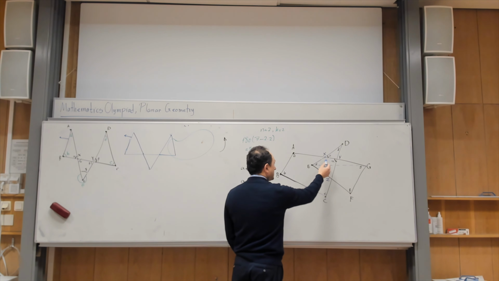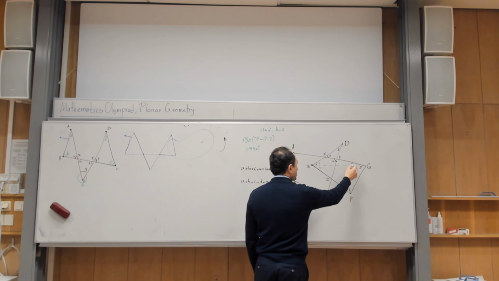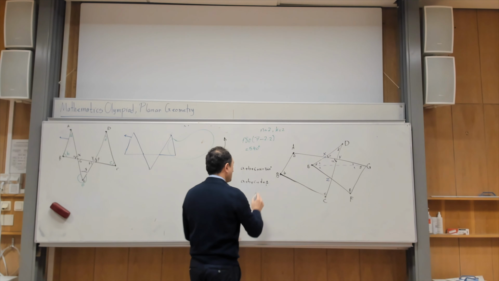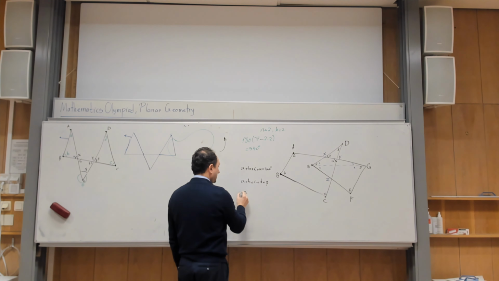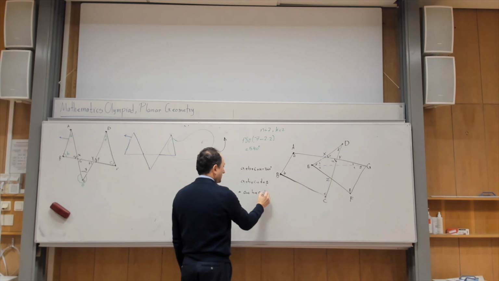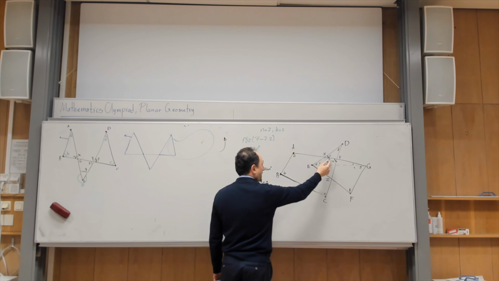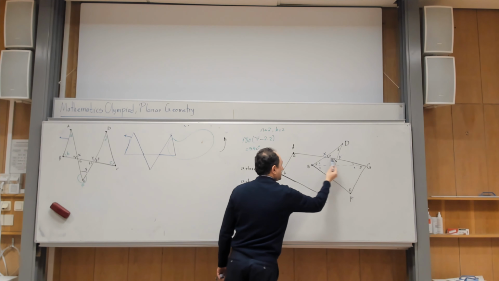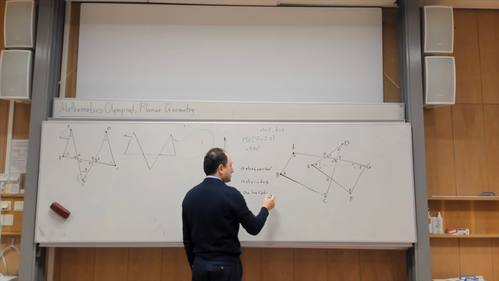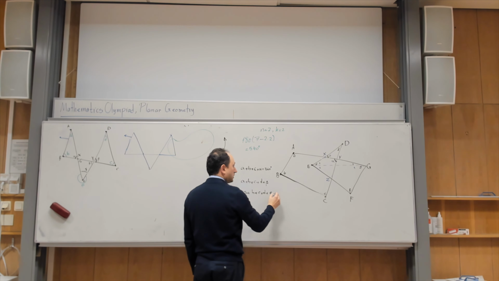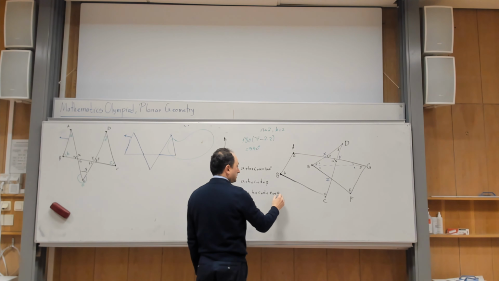So beta itself is this part. Let me call it 1, 2, 1, 2, yes? So if I ask you what is beta itself, it becomes A plus B plus C plus D. Beta is the exterior angle for this triangle, yes? So it is equal to E1 plus G1, yes?